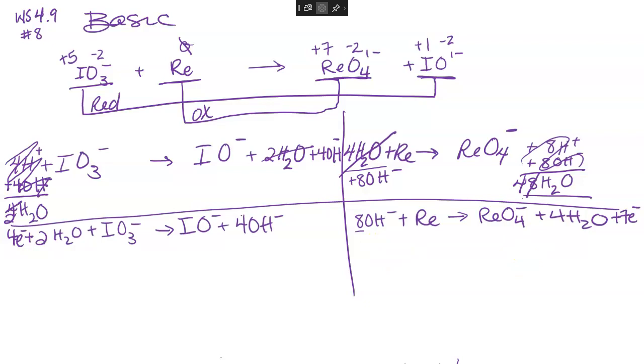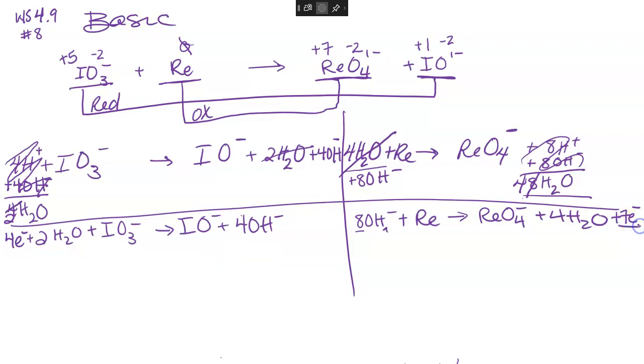The charge? 8 times -1 is -8. ReO4 with a 1 minus. Oh, you mean the left reaction? Hold on. Okay, this side. Before I added the 4 electrons, 0 plus -1 is -1. -1 plus 4 times -1 is -5. Good?